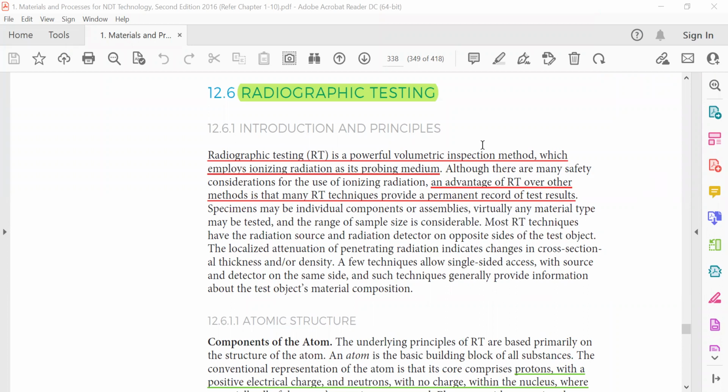We'll start radiographic testing today. Radiographic testing, RT, is a powerful volumetric inspection method which employs ionizing radiation as its probing medium. It is volumetric, so things which have volume, it can probe and understand. An advantage of RT over other methods is that many RT techniques provide a permanent record of test results.